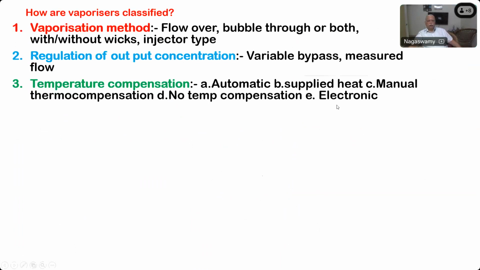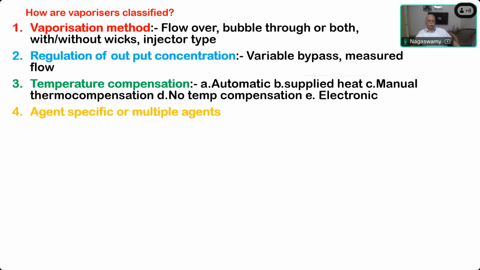And nowadays we have electronic temperature compensation methods where it is accurate. The modern vaporizers are called TEC, Tec 1, Tec 2, Tec 3, which means temperature compensated vaporizers. So that short form acronym TEC stands for temperature compensation.